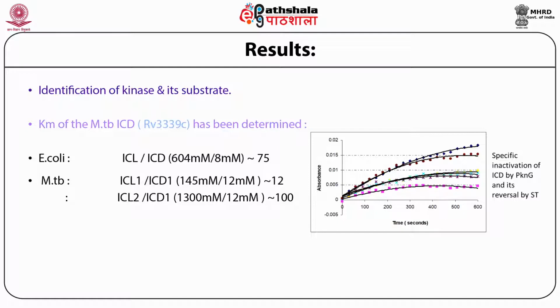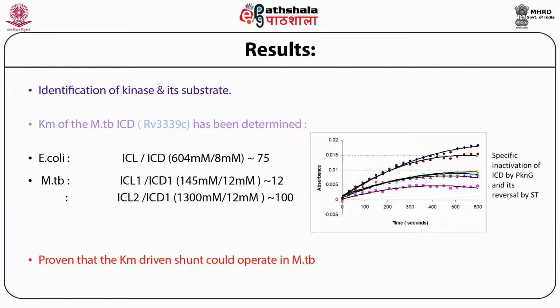That means to go through the ICL pathway reaction, it requires 12 times more isocitrate concentration. So, this kind of interaction has been identified. Now, a KM-driven shunt in MTB can operate. We proved that by experiment.